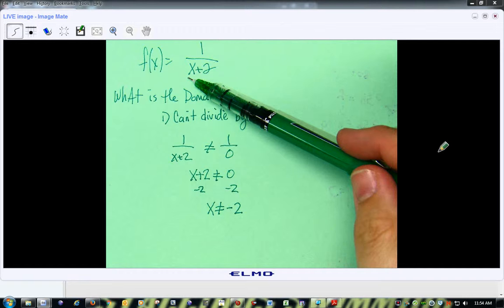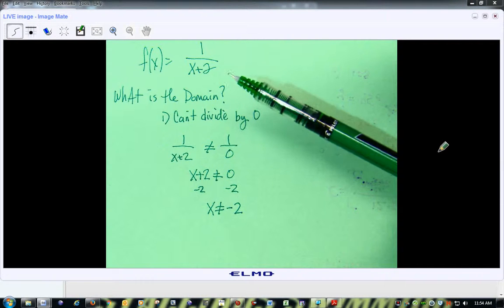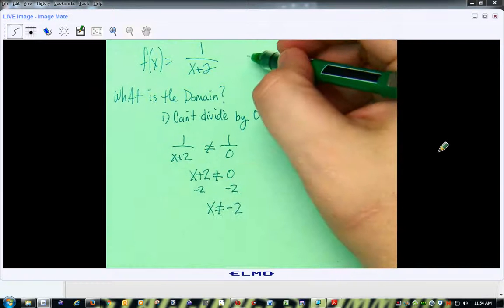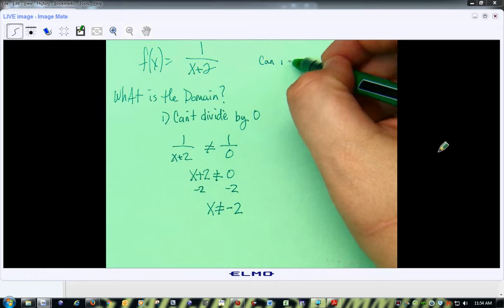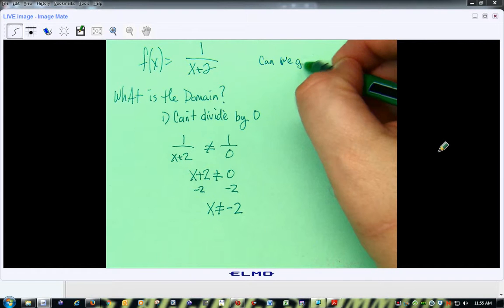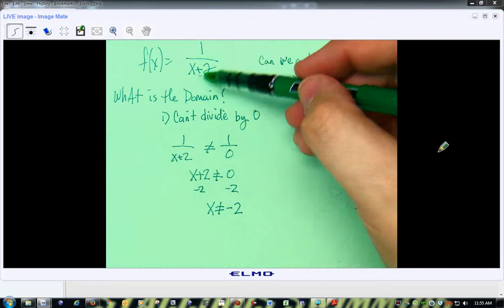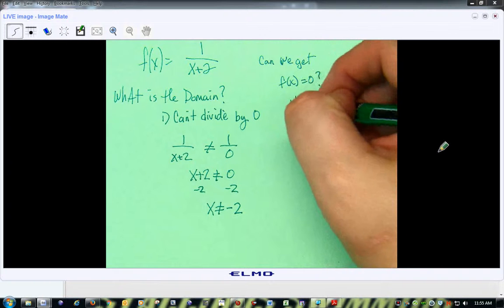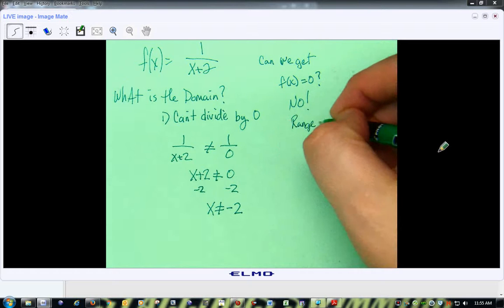Now, what about the range? Is there any number that you can't get? Here's the big thing. When you have a rational like this, ask yourself this for range. Can we get f of x equal to 0? Is there any way to make this equal to 0? Is there anything in the top? No. So my range is all y's except for 0.